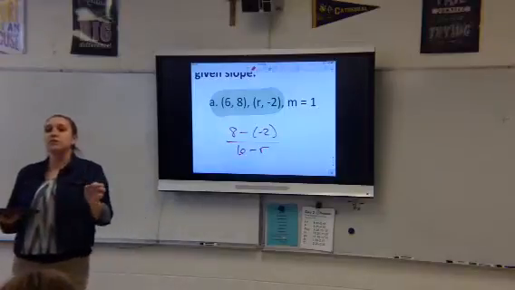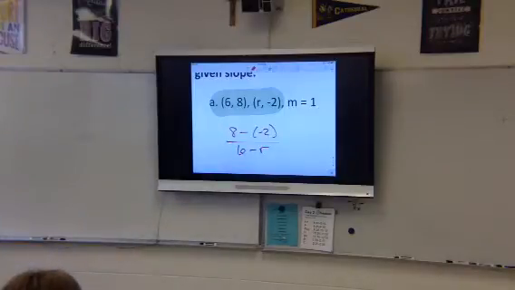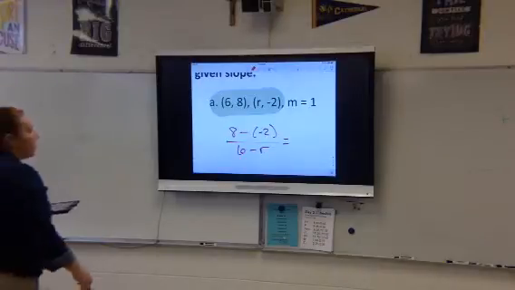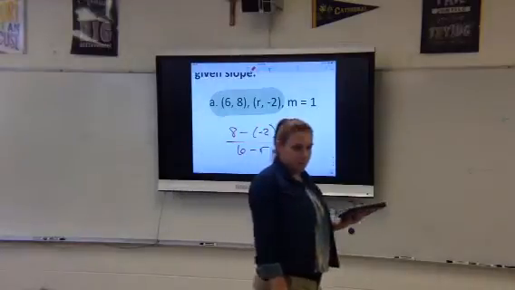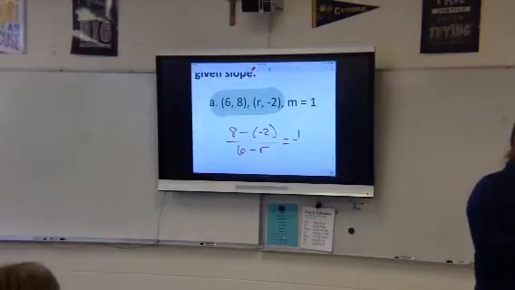Now the difference here is we're not finding slope because they give it to us. So this is going to be equal to our slope. I want you to put your slope in fraction form because it's going to make it easier to solve. How would I put 1 as a fraction? 1 over 1.